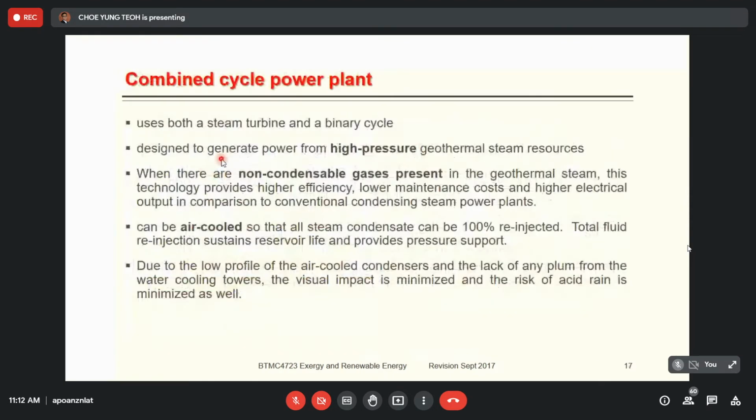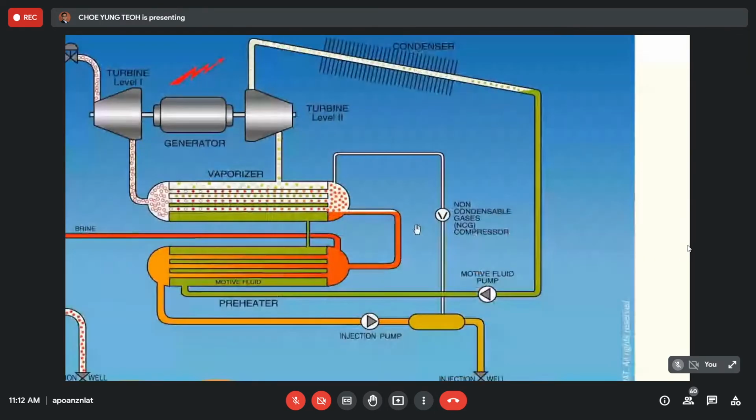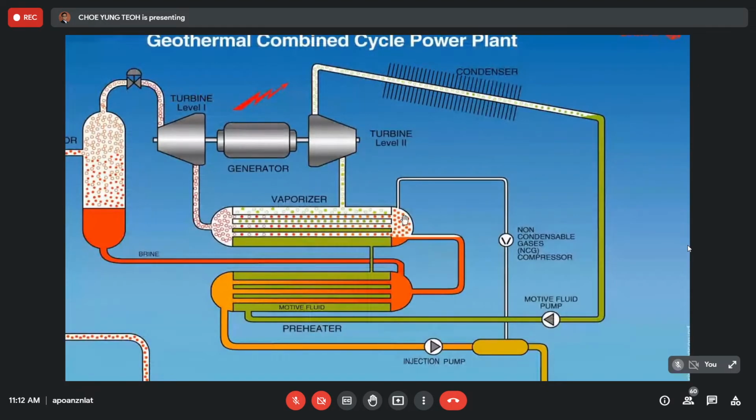But for this combined cycle power plant, there is one part over here, a non-condensable gas compressor. So it means that they are able to separate this and compress it back into the ground. So for this system, it won't affect the efficiency much. That's why we say when the steam from underground has this non-condensable gas, it's better to use this combined cycle power plant if you look at efficiency.